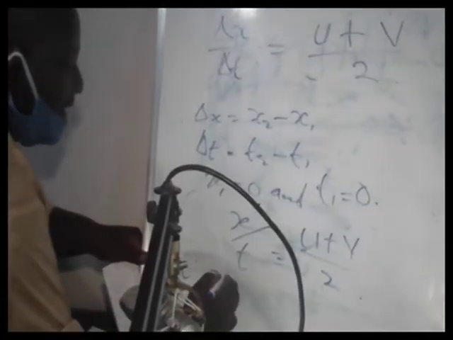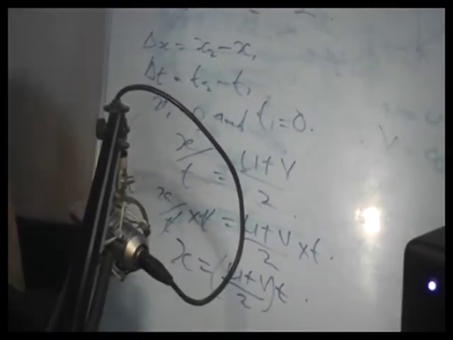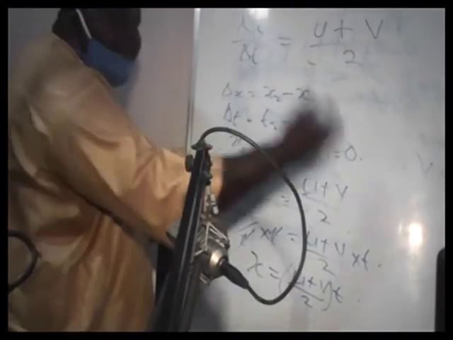Now we multiply the equation through by t. We have x over t multiplied by t equals u plus v over 2 multiplied by t. Now this t will cancel this t. Our x now will be equal to u plus v all over 2 multiplied through by t. This is what we call the equation of average velocity. We use the concept of acceleration and the concept of average velocity to derive this equation of motion.